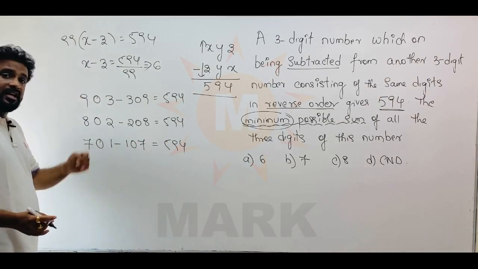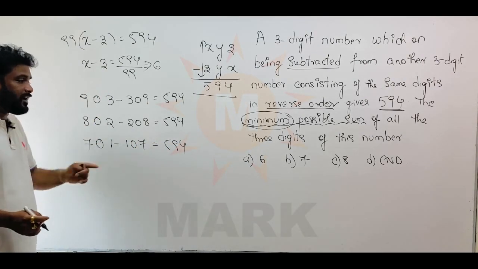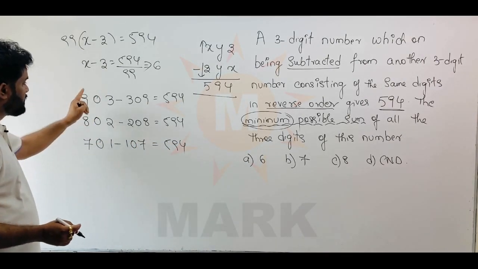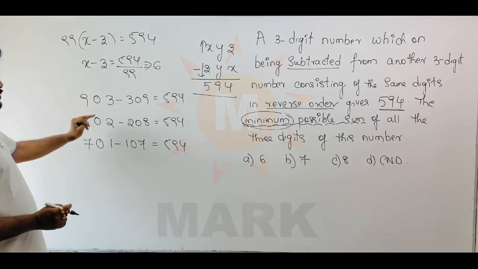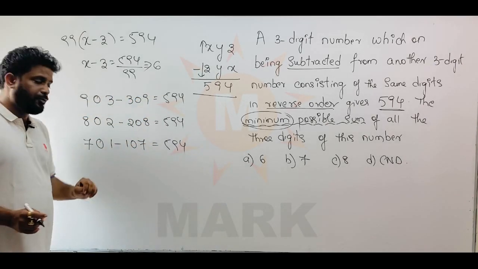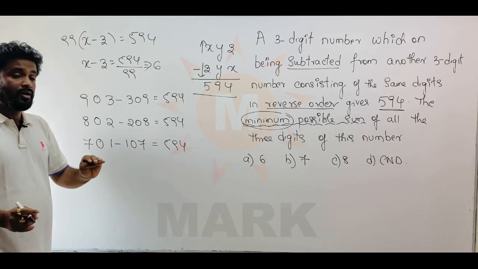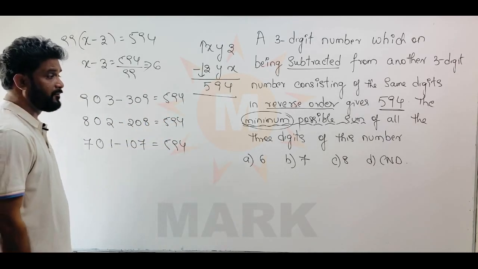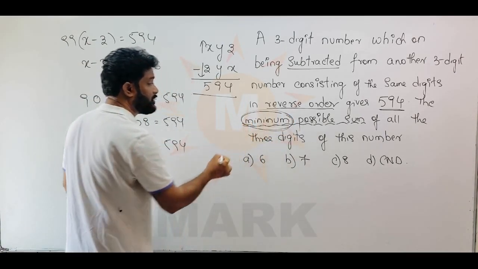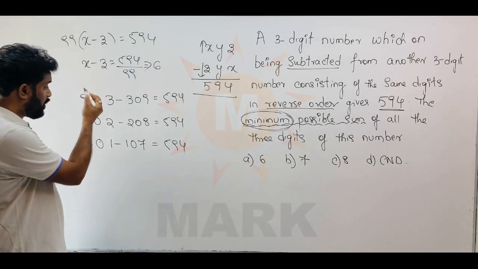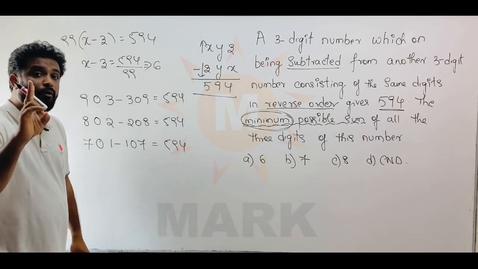Even after putting 0 in the middle place, I have got 3 options. So 903 minus 309 is equal to 594, 802 minus 208 is equal to 594, and 701 minus 107 is also equal to 594. Out of this, again, he is asking for the minimum possible sum. 0 always satisfies the minimum criteria for the middle digit.